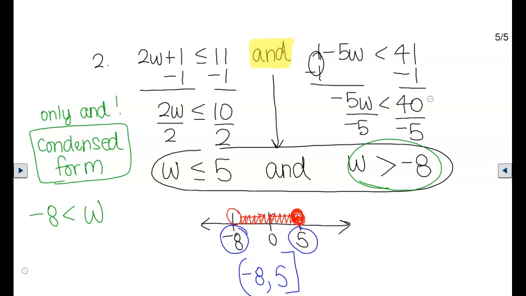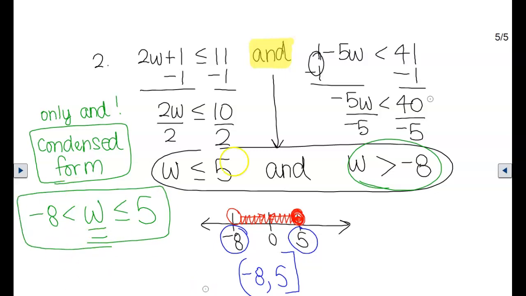Now, what you'll notice is your w is sitting here, just waiting, and you know that w is less than or equal to 5, so there's that w. So all you have to do is attach the less than or equal to 5. So this is the condensed form of what we have written over here. Negative 8 is less than w, and w is less than or equal to 5.